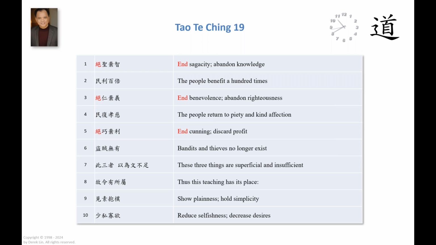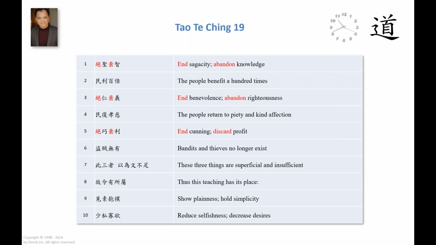If you look a little further, you can note that the second character does not repeat, but the third character is the same for all three lines. So let me highlight those to make them easier to see. That character means to abandon, to discard, to relinquish, to let go. So they're translated in similar ways, as you can see in the slide.